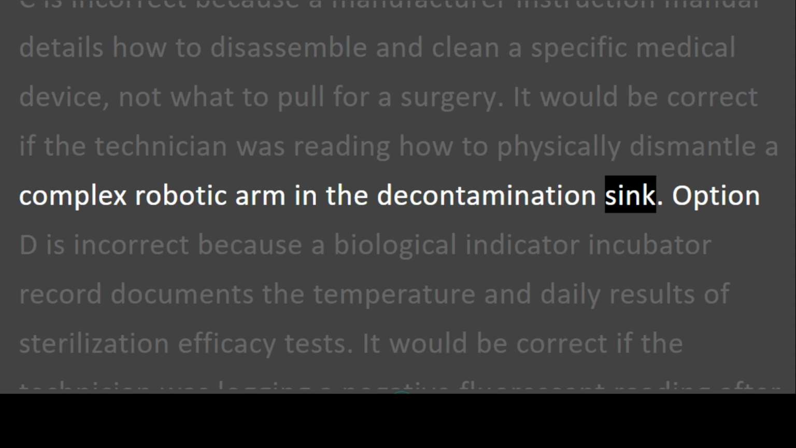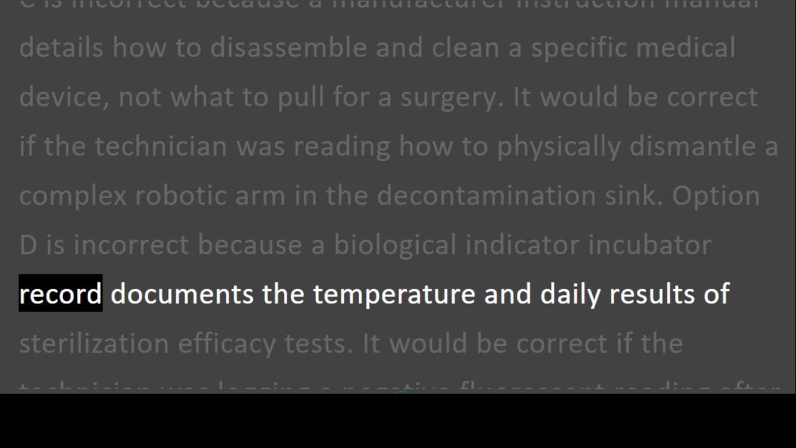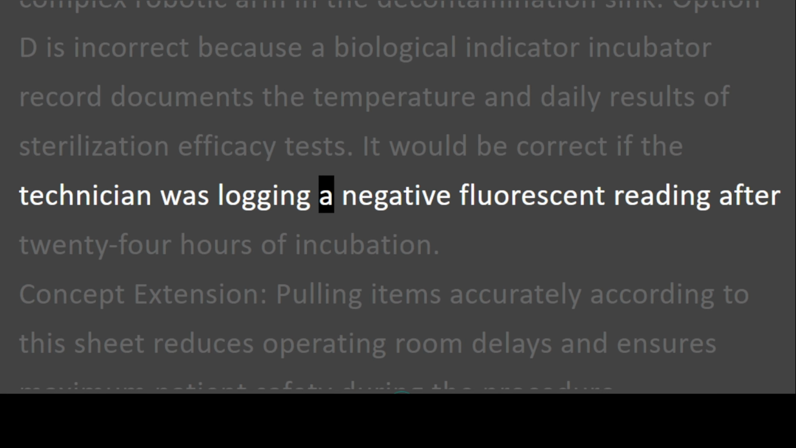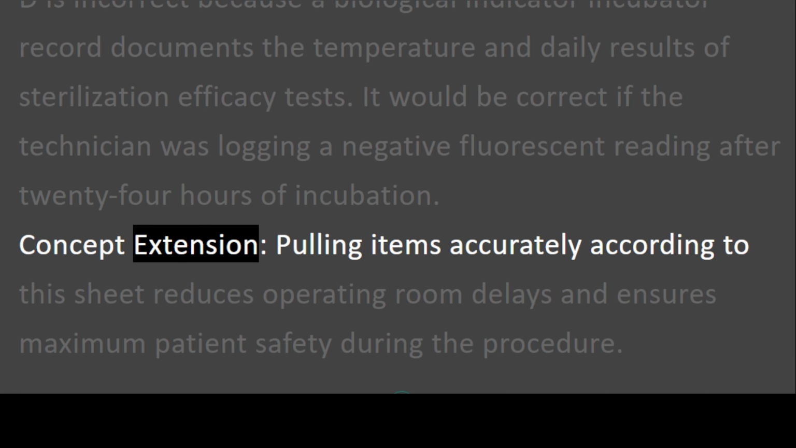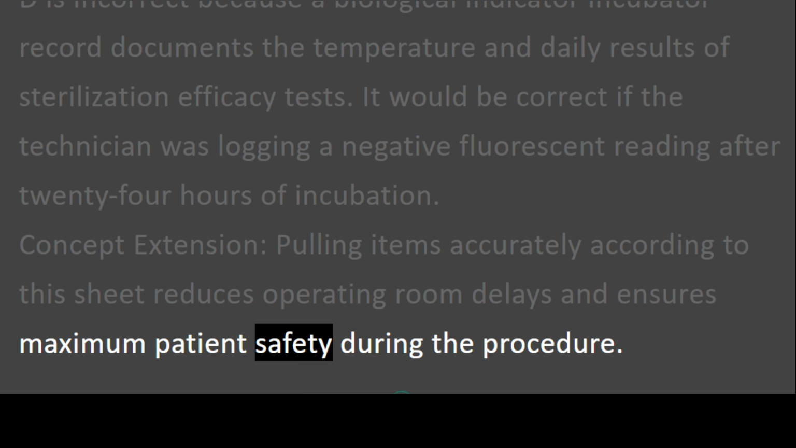Option D is incorrect because a biological indicator incubator record documents the temperature and daily results of sterilization efficacy tests. It would be correct if the technician was logging a negative fluorescent reading after 24 hours of incubation. Concept extension. Pulling items accurately according to this sheet reduces operating room delays and ensures maximum patient safety during the procedure.